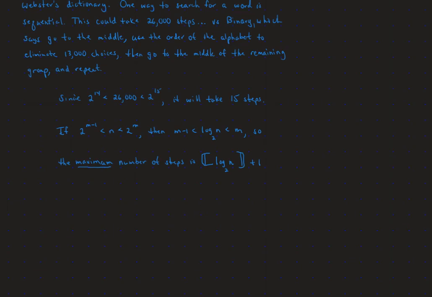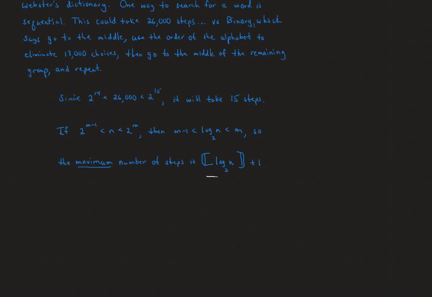So in general, if 2 to the m minus 1 is less than n, which is less than 2 to the m, that is, if you can find the powers of 2 that our number of choices is in between, then if you take the logarithm base 2, that's going to put you in between m minus 1 and m. So what this says is the maximum number of steps.